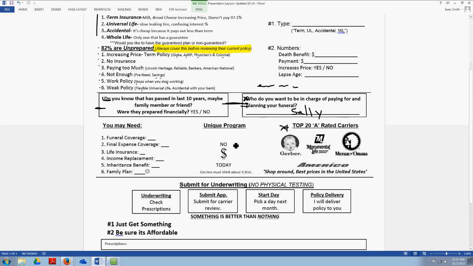You need to find out the person's name. So who do you want to be in charge of paying for the funeral and planning all this stuff and dealing with all this stuff? I know it's not fun to talk about, but say you were to die when you're a ripe old age of 95 years old. Who would you depend on, or who would be taking care of this?